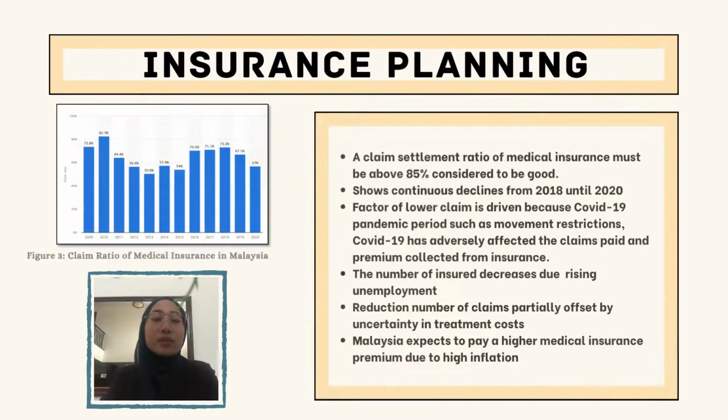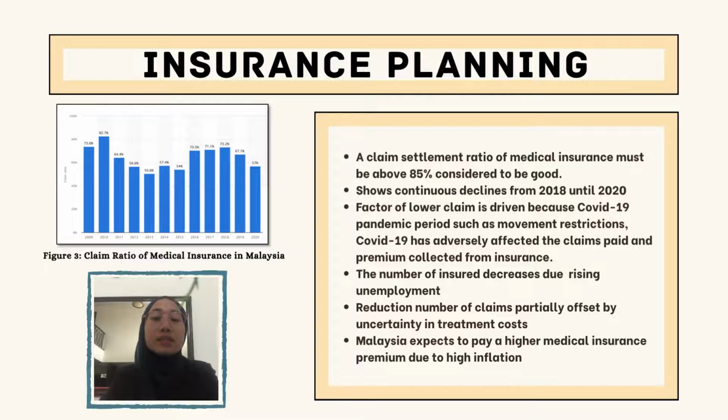Medical insurance helps cover hospital stays, certain illnesses and chronic conditions such as cancer and heart disease, which mostly involve RM1,000 in Malaysia. According to the figure, it shows the Malaysia claim ratio of medical insurance companies from 2009 to 2020. A good claim settlement ratio of medical insurance must be above 85%. The figures show a continuous decline, in which the claim ratio drops from 67.1% to 57%.